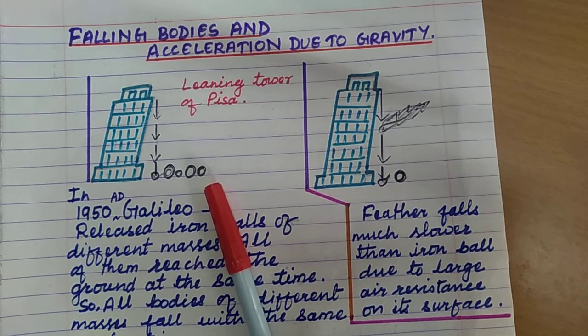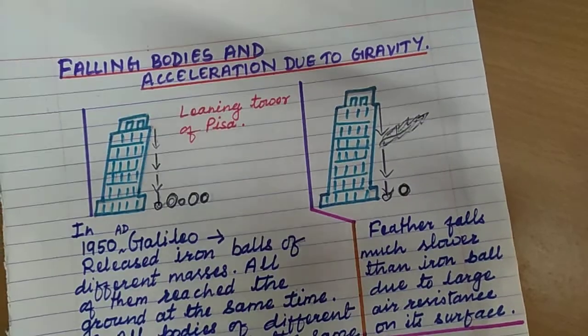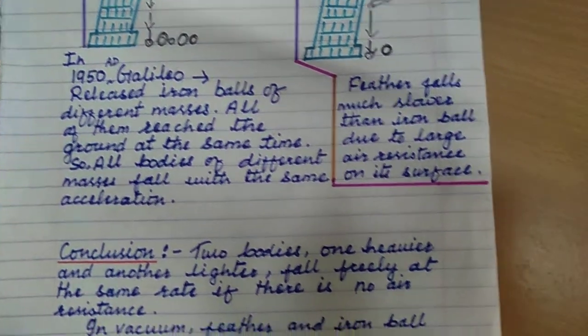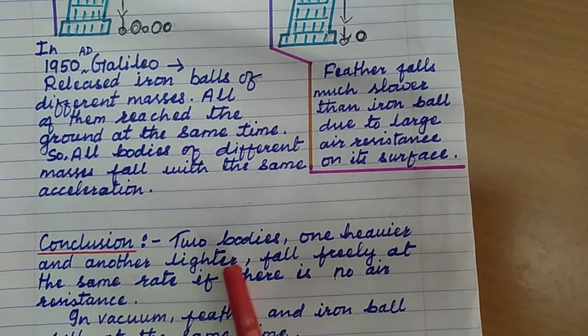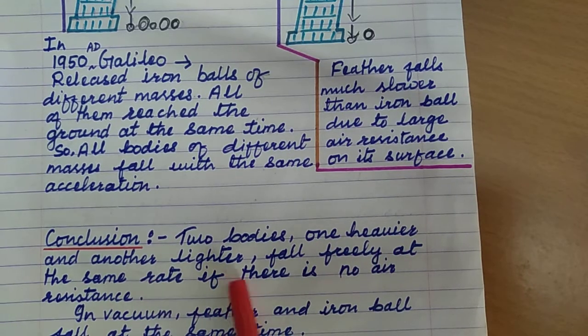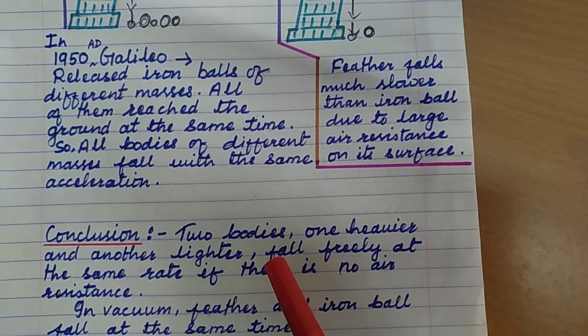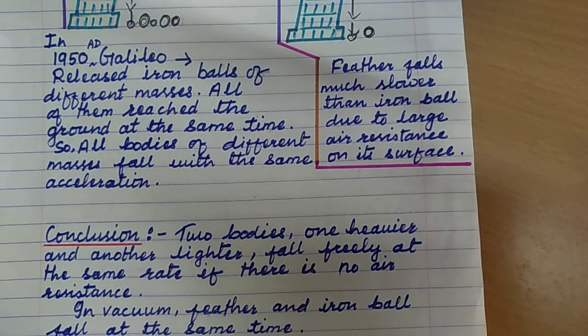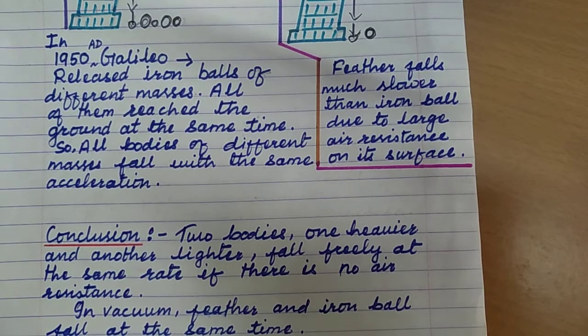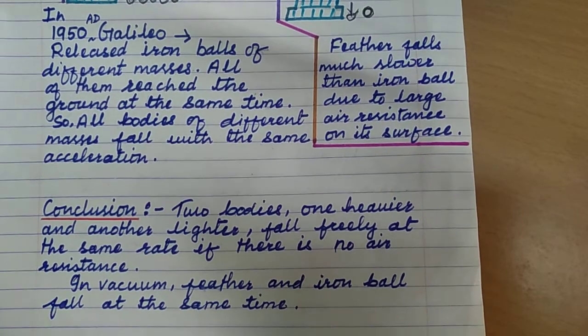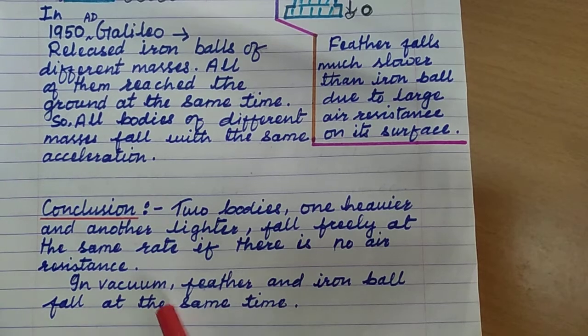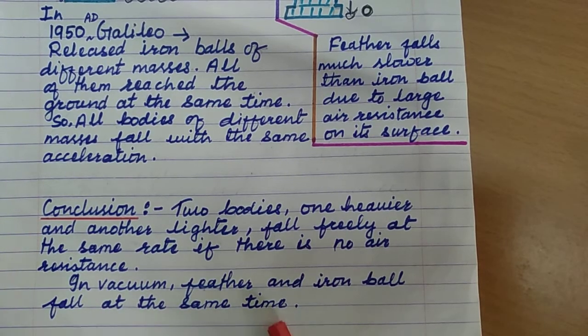So in every case it is free fall. That means every iron ball falls freely without any resistance, not even air resistance. So you see what the conclusion of this experiment could be. Two bodies, one heavier and another lighter, fall freely at the same rate if there is no air resistance. Here also, heavier and lighter bodies fall at the same time if there is no air resistance. So in vacuum, feather and iron ball fall at the same time.